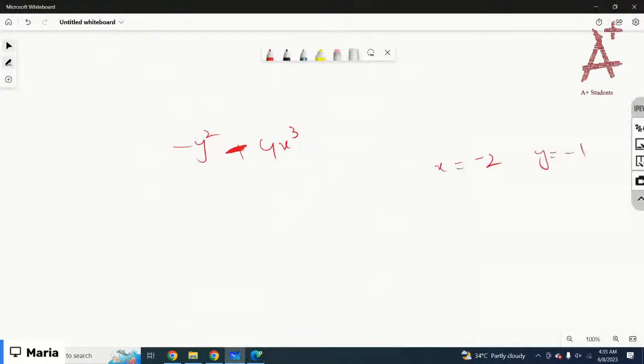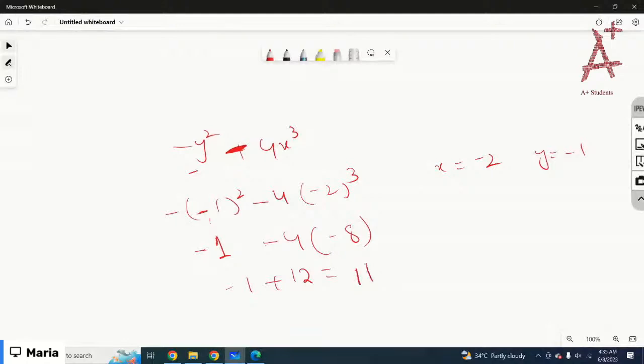Let's just replace y with negative 1: minus negative 1 square, and x is negative 2 cube. Negative 1 square is negative 1 times negative 1, which is positive 1. That's because of this negative sign, so it is negative 1. And negative 2 cube is negative 8. Let's just multiply them. Minus minus makes plus, and 8 times 4 is 32. Then 12 minus 1 is 11. Got it?